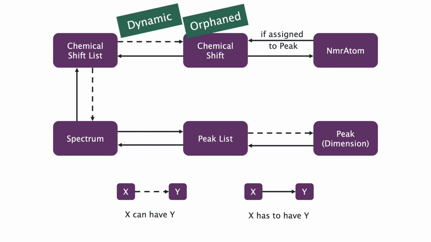Often this situation occurs when you've made mistakes, perhaps created an incorrect NMR atom and then deassigned it from your peak again. Note that now that the NMR atom is no longer assigned to any peaks, we no longer have the requirement that the NMR atom has to have a chemical shift. But as soon as we make an assignment again, that requirement comes back and the chemical shift stops being orphaned.